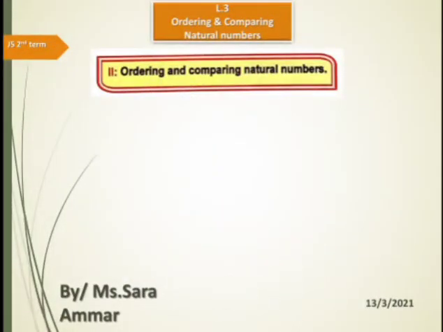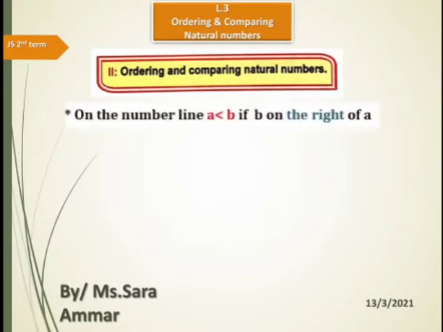Next in the lesson we have ordering and comparing natural numbers. Ordering is to arrange, and comparing is to see which is greater. There is a very important rule on the number line: A is less than B, A is smaller than B, when B is on the right of A.